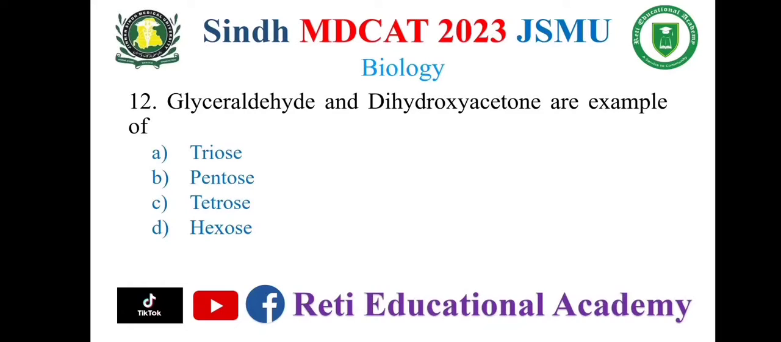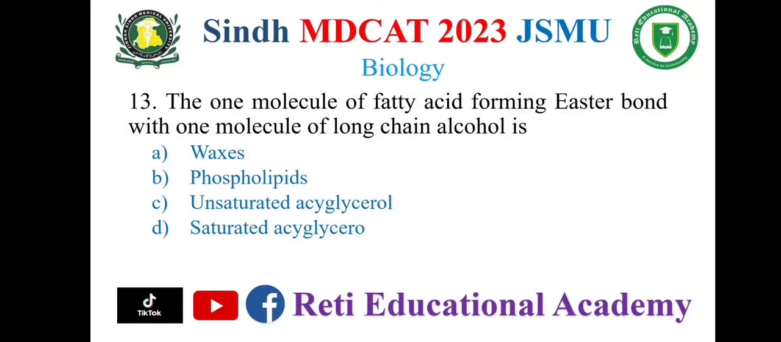Glyceraldehyde and dihydroxyacetone are example of A. Triose. B. Pentose. C. Tetrose. D. Hexose. And the correct answer is A. Triose. Question number 13.